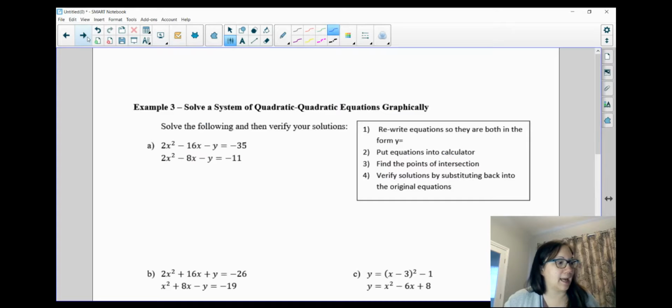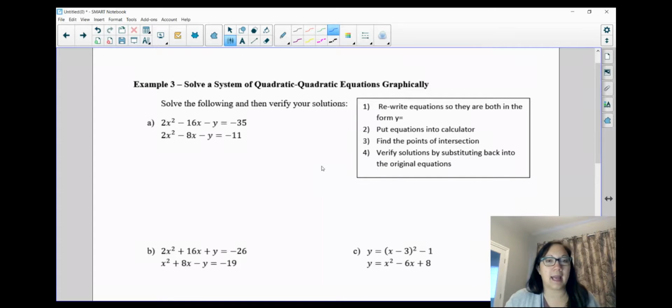Okay, taking a look at our next set of examples. Example 3 is solving some quadratic equations graphically. So we're going to do the same kind of strategy as what we did last time. We are going to solve each of these for y, and then we are going to graph them in Desmos. And it's basically the same strategy that we used for linear quadratics.